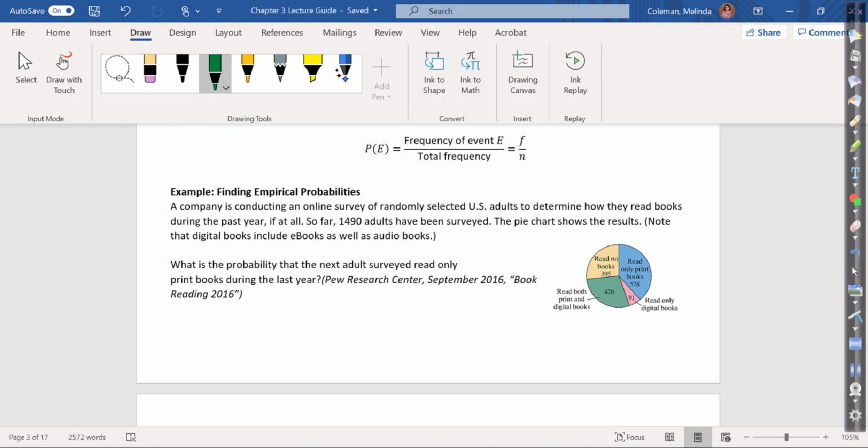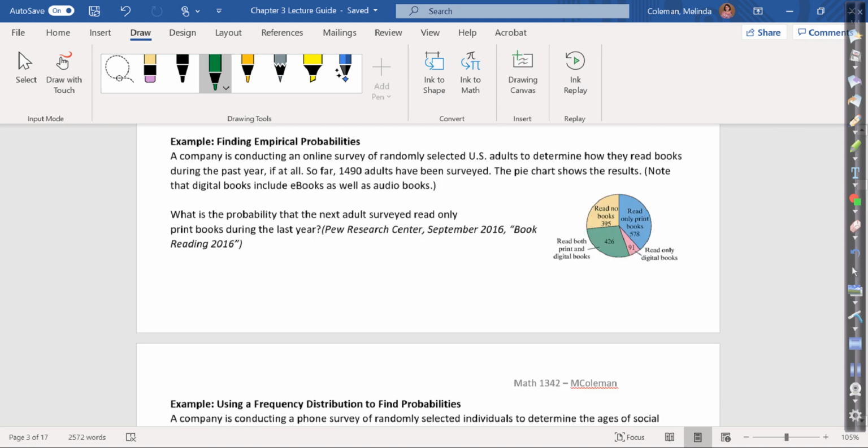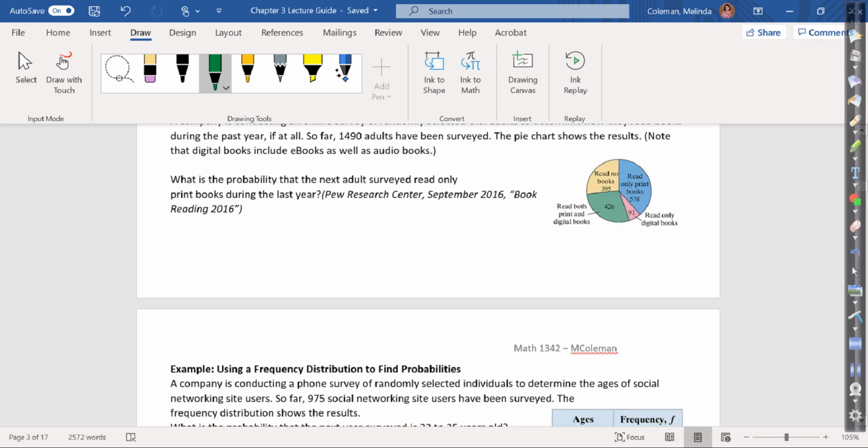So, for example, a company is conducting an online survey of randomly selected U.S. adults to determine how they read books during the past year, if at all. So far, 1,490 adults have been surveyed. The pie chart below shows the results. What is the probability that the next adult surveyed read only print books? So what's the probability that they read print only?